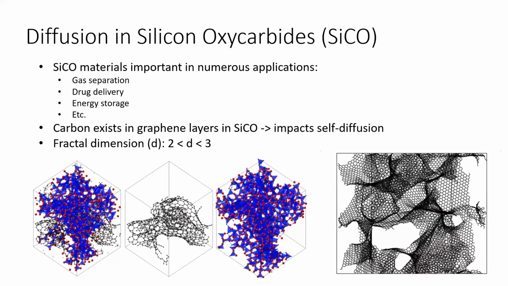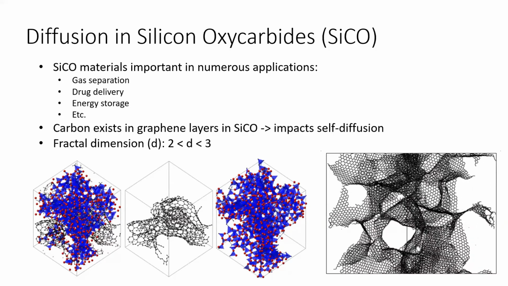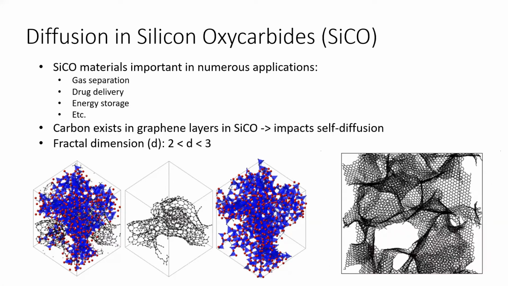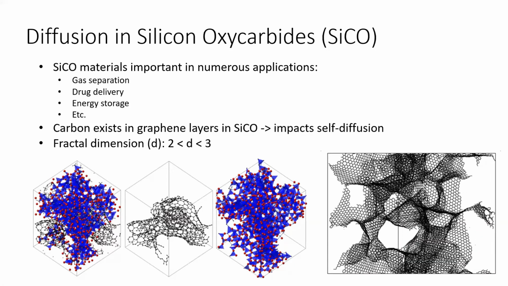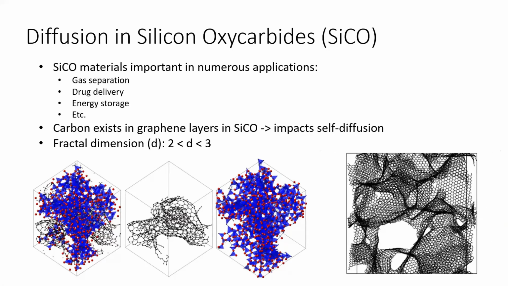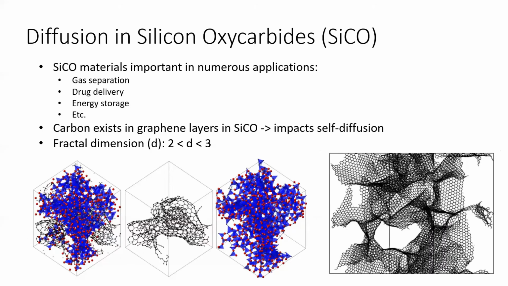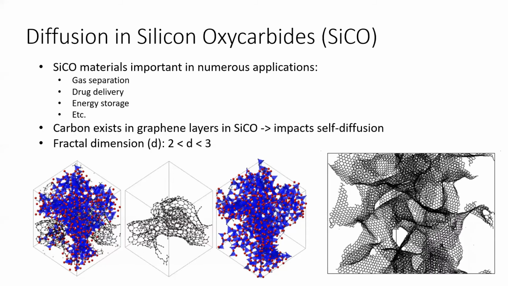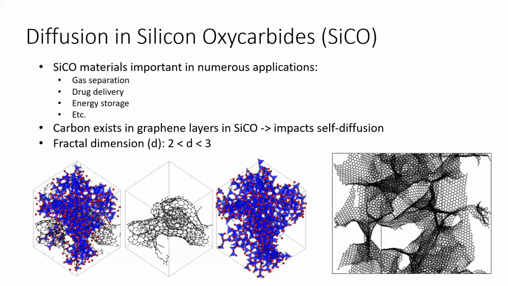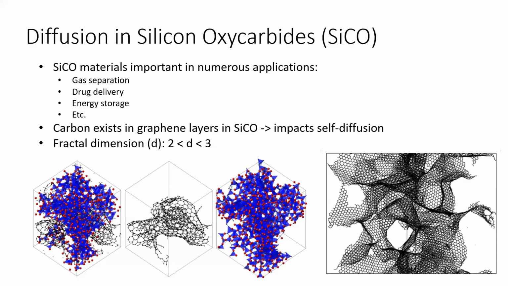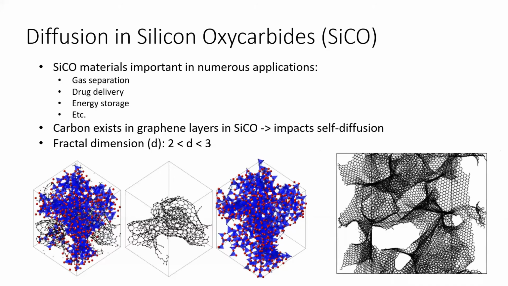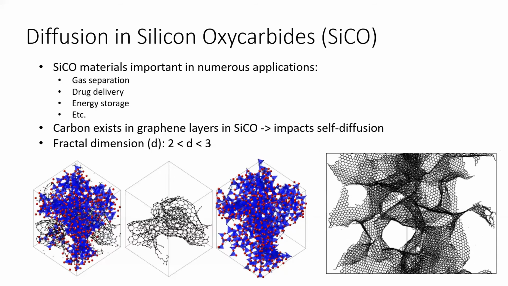In the structure of silicon oxycarbides, the segregated carbon which exists in graphene layers, you can see them in the pictures below, impedes self-diffusion of oxygen and silicon, which results in the mobility of these atoms differing from a three-dimensional system. So for self-diffusion of atoms in SiCO, we instead assign a fractal dimension, d, to be between 2 and 3. To study this fractal dimension, I will be studying idealized 2D models first, and then I'll be working on models with a fractal dimension and 3D models in the future.